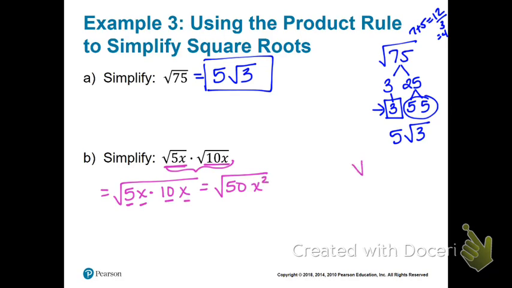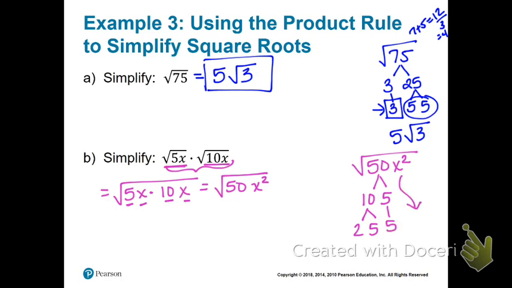So now I'm going to come over here, I'm going to do my factor tree. I'm looking for square root of 50x squared. I'm going to start with my number. 50 is divisible by 10, so 10 times 5. 10 is 2 times 5, and 5 is prime. 2 is prime, so now those are all primes.